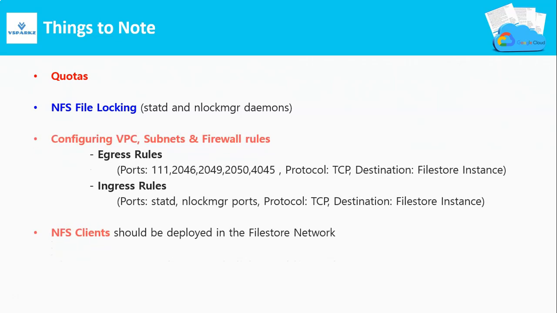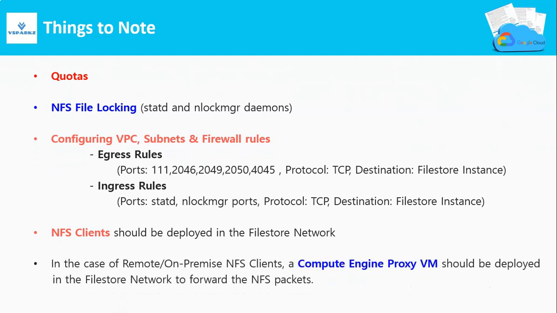Third, of course, you need to configure your network and firewall settings too. Lastly, if you are going to connect to Filestore from on-premises, you should use a proxy VM because you cannot connect to Filestore directly from other networks. Instead, you can use this proxy VM to forward the NFS packets to the Filestore.